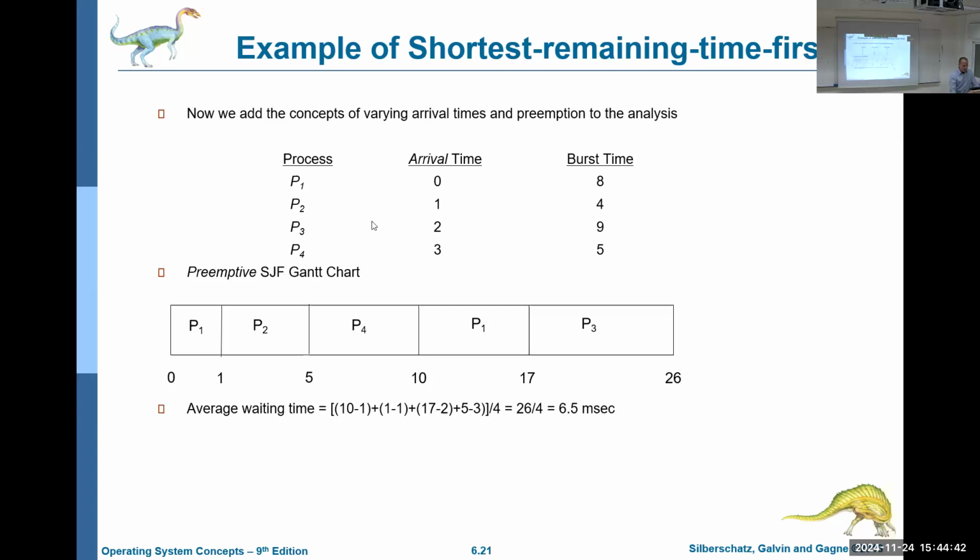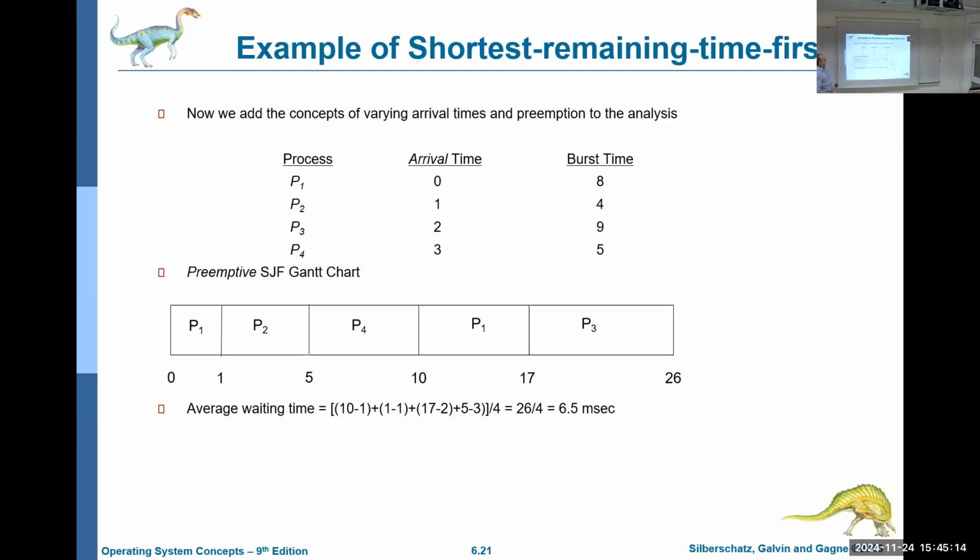Example of shortest remaining time first. So here's an example. Well, the arrival time is different here, okay? So we have no choice but to put P1 in at first, because he's the only one in the queue. P1's arrival time is 0. At time 0, we only have one process. So P1 goes in, but his burst time prediction is 8.